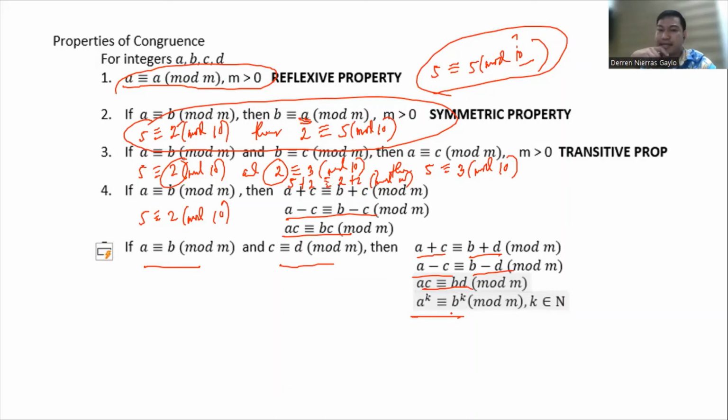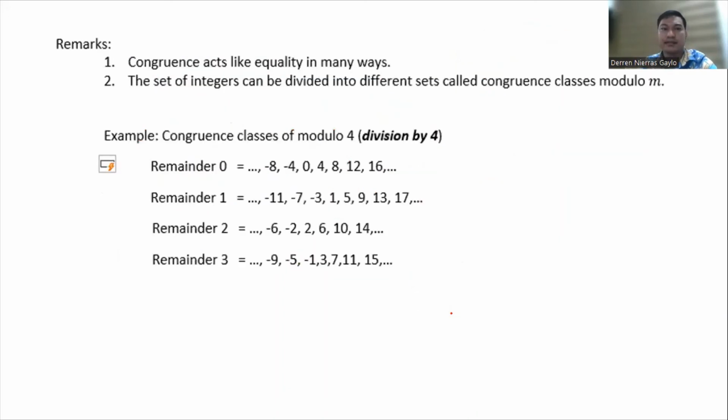So maybe let's have the remarks. I'll end it with this, then we have examples. Congruence acts like equality in many ways, and then the set of integers can be divided into different sets called congruence classes modulo. Example, mag-divide ka by 4.